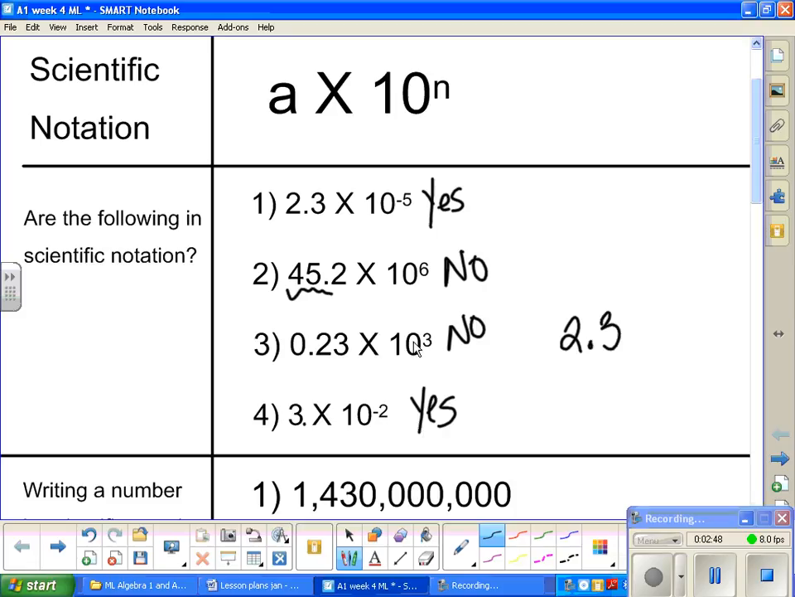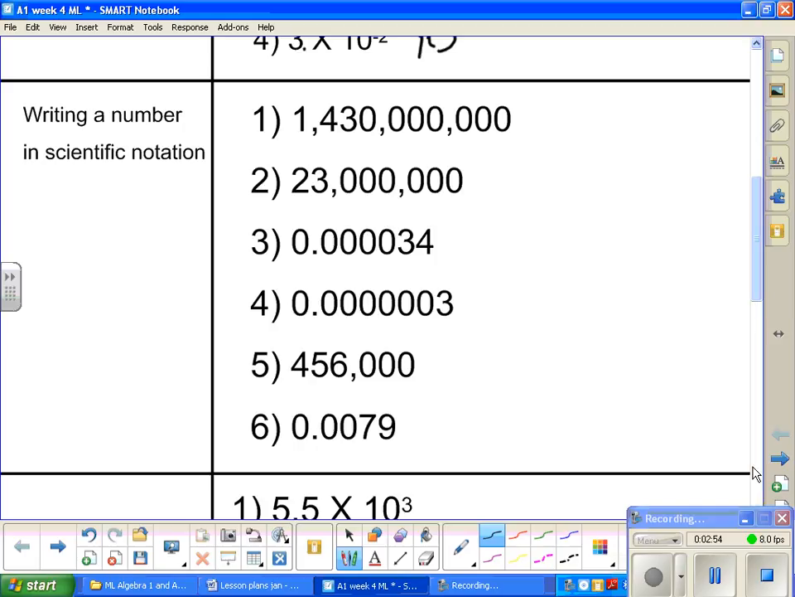Okay, so that's telling if it is in scientific notation. The second part is writing the numbers in scientific notation. So right now would be a good time to pause and copy these 6 problems down. Okay, so everyone's copied these down. Let's go ahead and go through them.